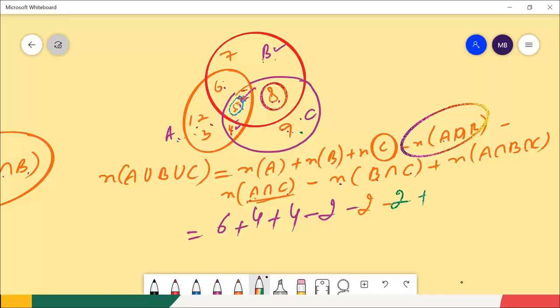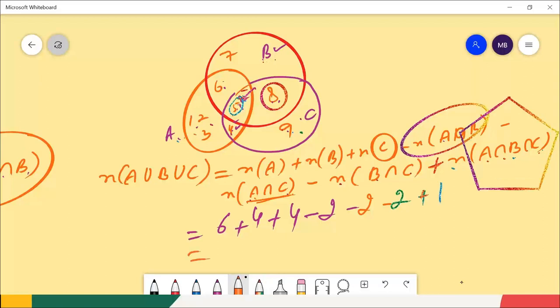And we need to add back those elements which are common to all the three sets, A intersection B intersection C. That is the reason we are including this A intersection B intersection C. So there is only one element that is common between these three.